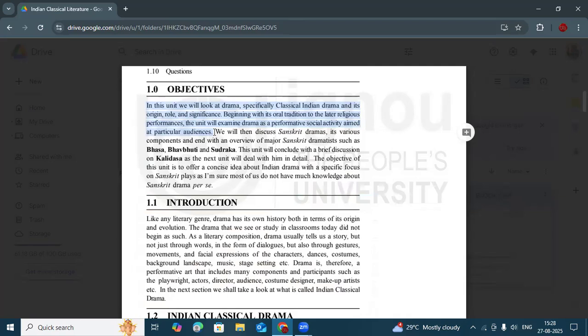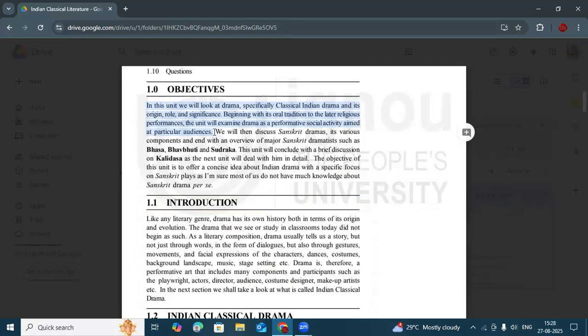but it got inclined to the religious performance. So the religious elements were also added to the drama, or it got culminated with the religion. So you may have a drama with lots of religious elements in it.